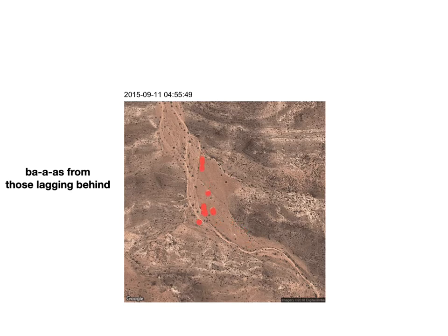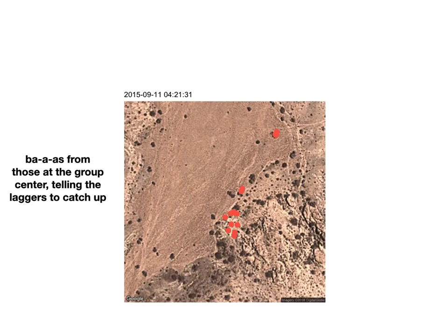So this is baaing from those who are lagging behind. They initiate the calls. And here is baaing from those at the center of the group, telling the ones far away, "Hey, you're way too far away. Come catch up." No calls yet. Here we go. See, there's one straggler, and somebody in the center of the group knows it. Oh, I guess it's not one. It's a handful of stragglers. And now they start to notice, and they come. They follow, because that's beneficial to their survival, right?